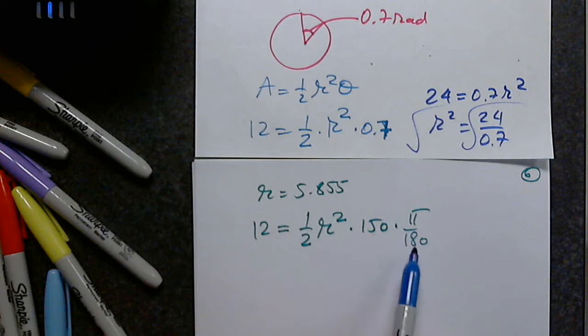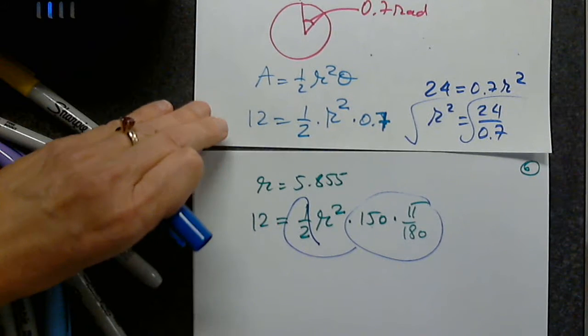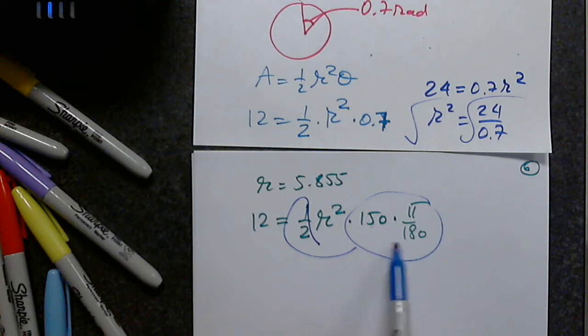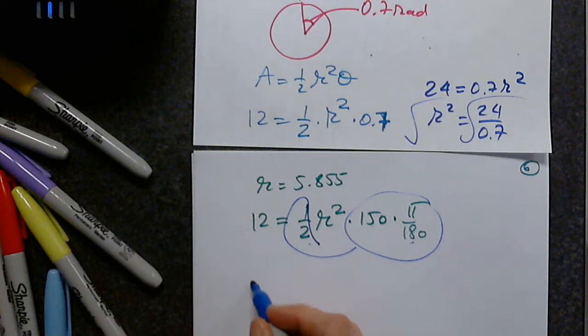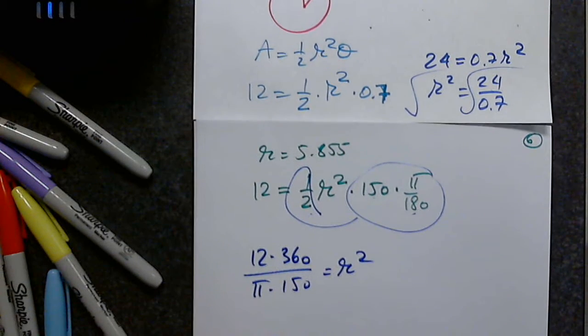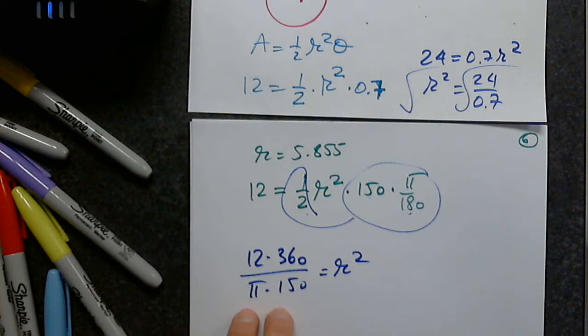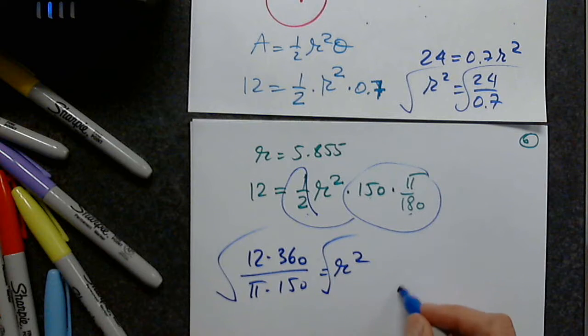So here one option would be to get rid of all this. I don't like to use decimal numbers and put them in the calculator like that. So I will multiply both sides by 360. So 12 times 360, then I will divide by pi times 150. So I multiply both sides by 360, and I have to divide by these. I will not perform any calculations. I will just directly put it in the calculator once, not step by step.